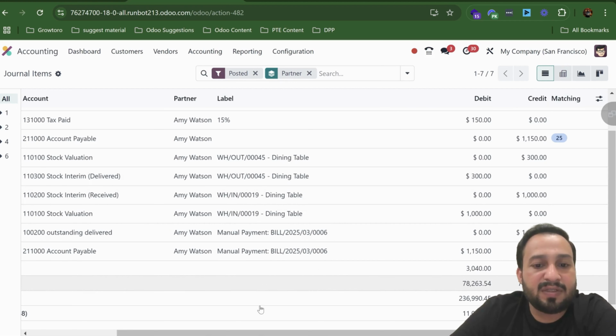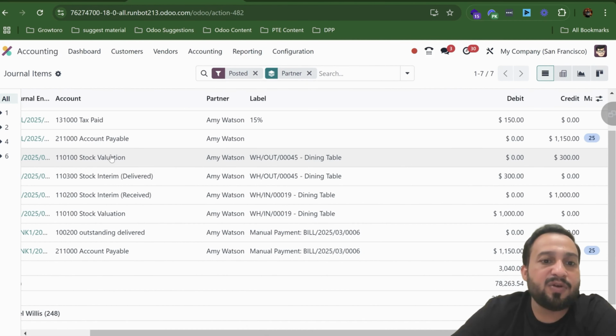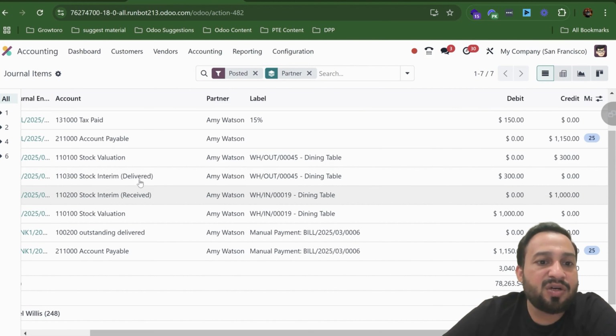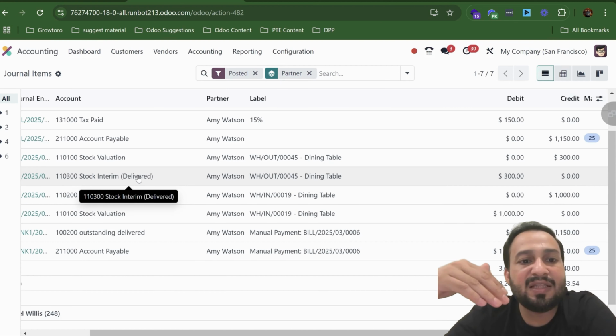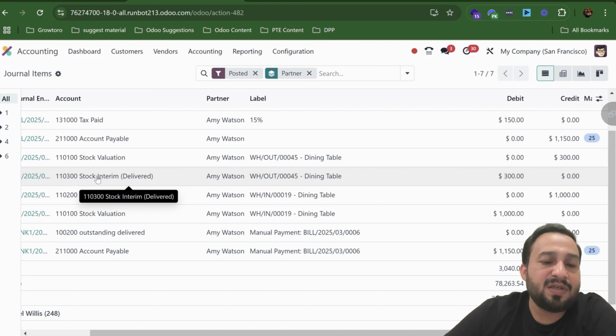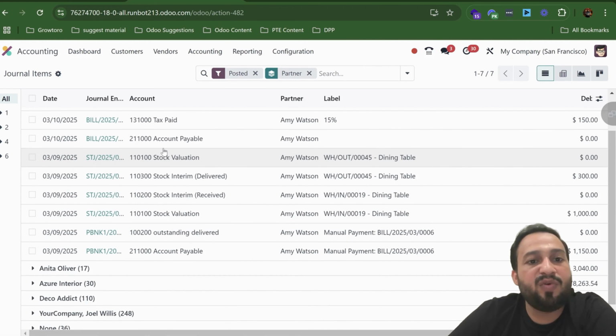The stock valuation account is being decreased here because something is moving out of our stock, so that's why it's showing the value on the credit side. And the stock interim delivered account's value is being increased, so it is showing the transaction on the debit side. So this is a clear difference in how these two accounts are affected when we deliver the products after confirming the sale order.